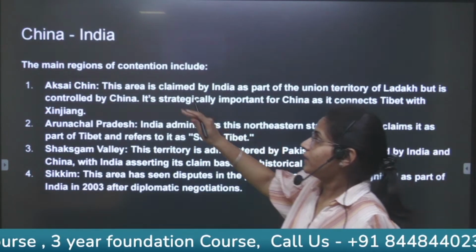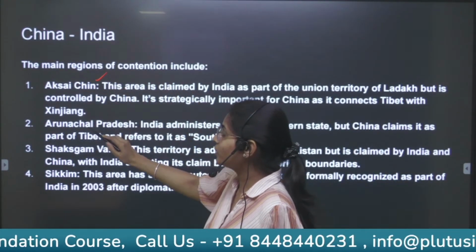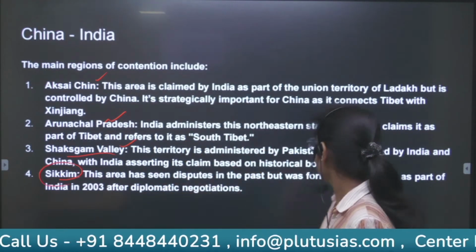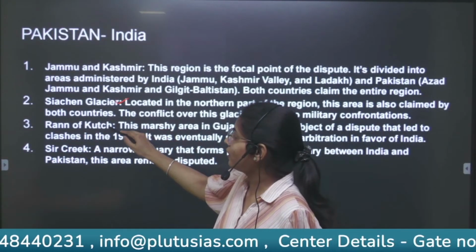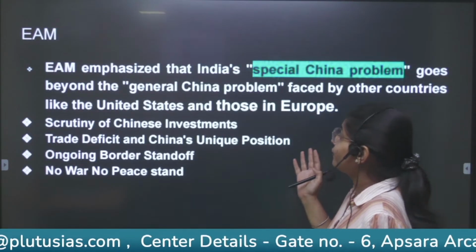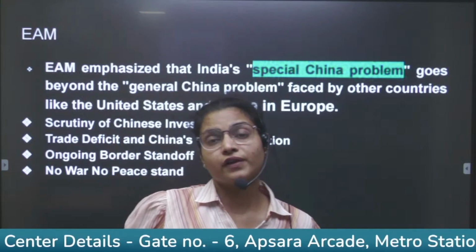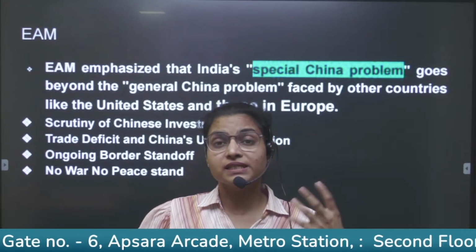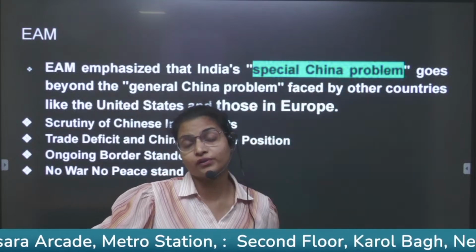Now if we look specifically at the India-China disputes, I have already told you about Aksai Chin, Arunachal Pradesh, Shaksgam Valley and the Sikkim region. And then you can write about Pakistan: Siachen Glacier, Rann of Kutch, Sir Creek, Jammu and Kashmir. And even if we look at current affairs, recently our External Affairs Minister has said that for India, China is not a general problem. This is a special China problem for India.